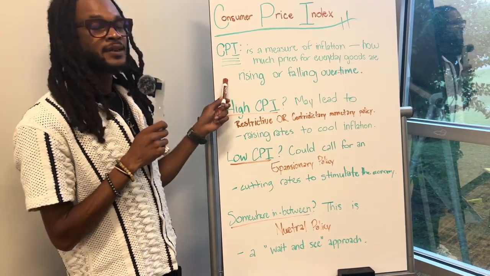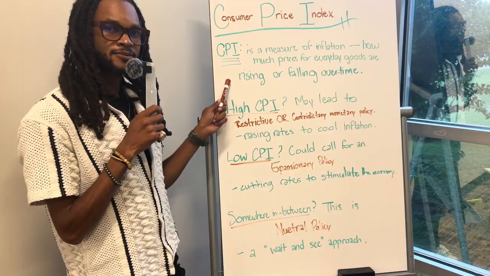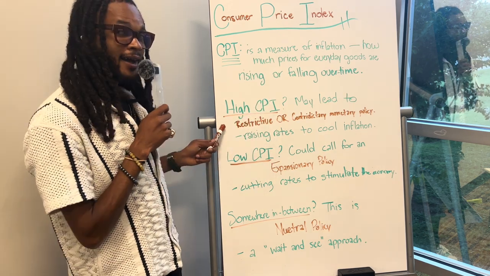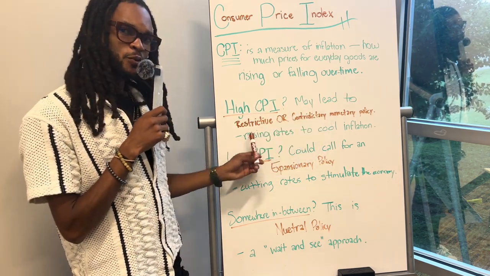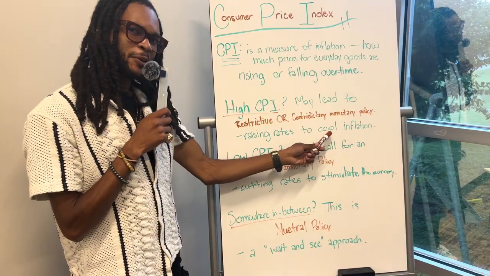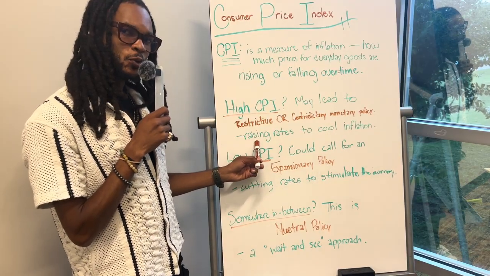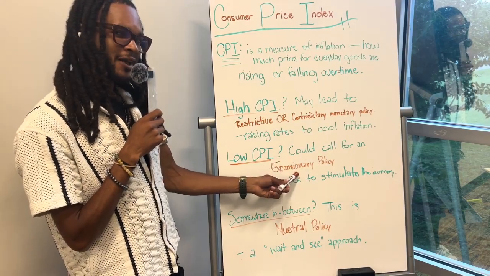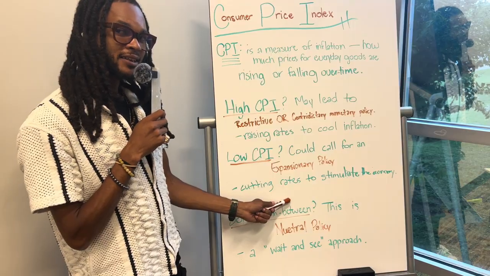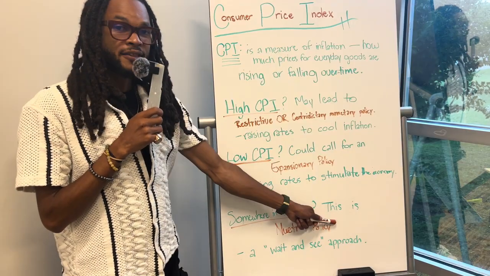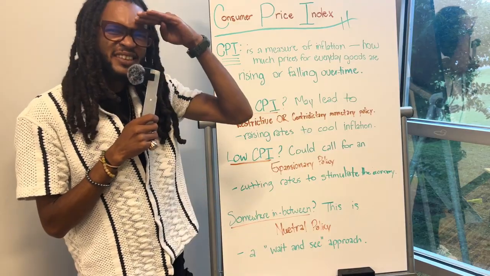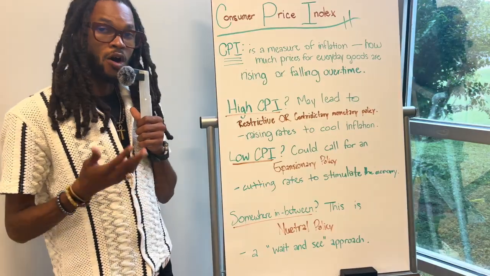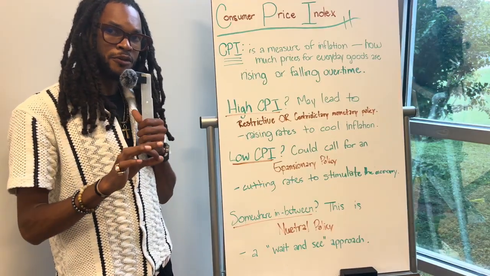Shall we begin? CPI is a measure of inflation. It determines how prices for everyday goods are rising or falling over time. High CPI may lead to restrictive or contractionary monetary policy, raising rates to cool inflation. Low CPI could call for an expansionary policy, cutting rates to stimulate the economy. Somewhere in between, this is neutral policy, a wait-and-see approach. The tone behind these decisions is either hawkish or dovish. Hawkish, fighting inflation, or dovish, supporting growth.